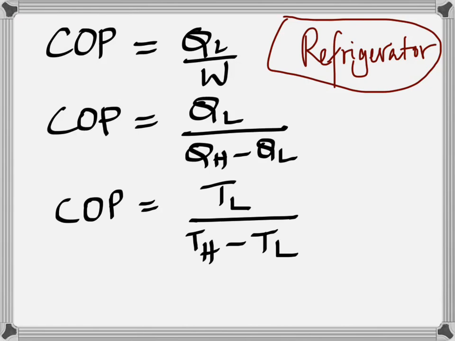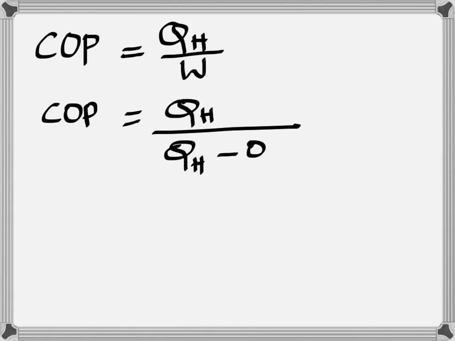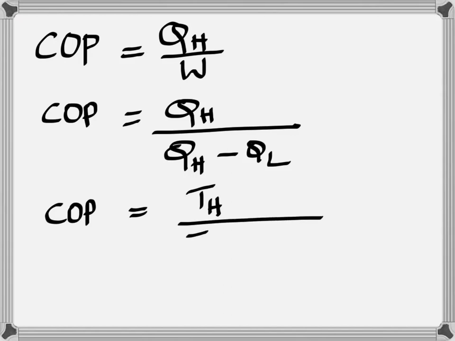But when it comes to a heat pump, the thing that we use in winter to keep ourselves warm at home, you need to remember that in the first formula, instead of QL, it's going to be QH. There you go, that's the difference, QH. So that's for a heat pump. And QH by W, and so you have TH by TH minus TL. That's for a heat pump.